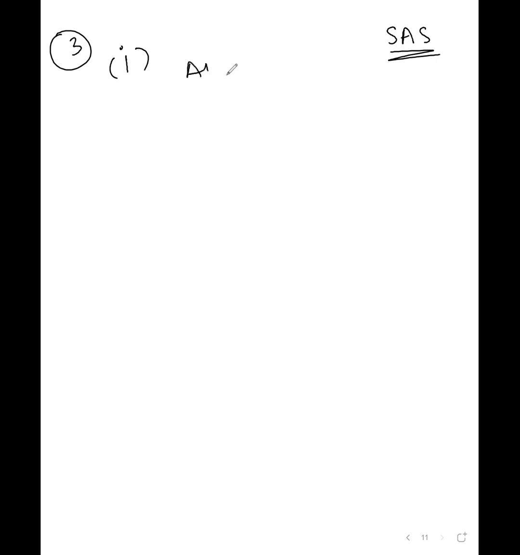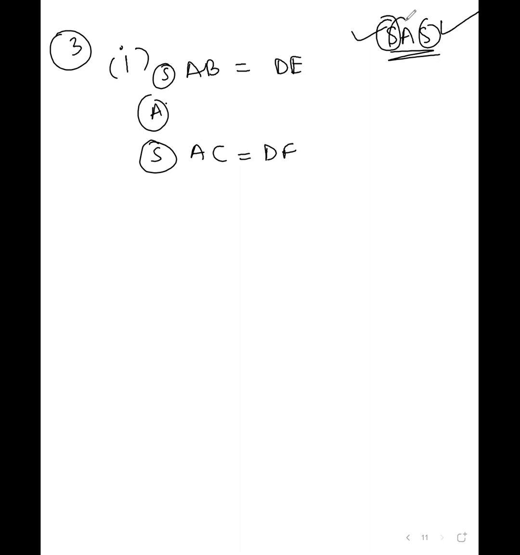AB. So we need one side. Okay. Side AB is equal to side DE. Check. Fine. Then we need an angle over here. This is the side. Then we need an angle. Then we need a side. So this other side AC is equal to DF. Again, the second side is also done. But the included angle, they are not equal.